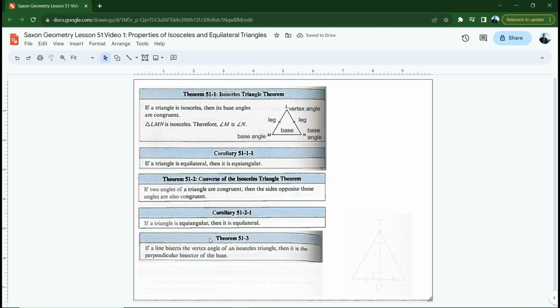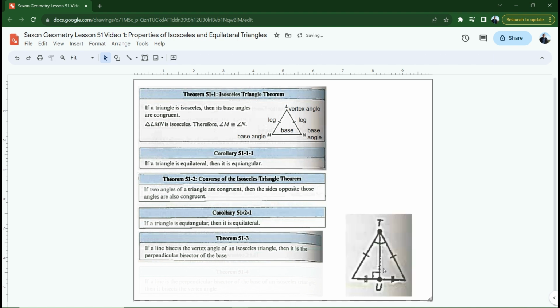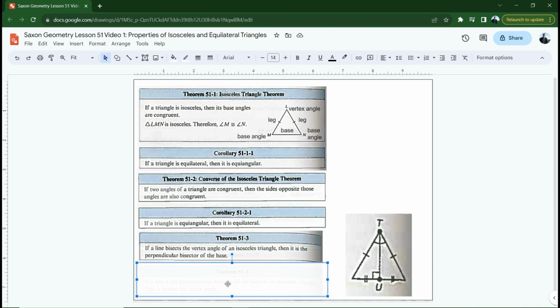And then to wrap things up here, we have two more theorems. If a line bisects the vertex angle of an isosceles triangle, then it is a perpendicular bisector of the base. Here's a picture of that. So we're going to draw a line that bisects this top angle, the vertex angle of our triangle. If we draw that line, it's going to not only intersect the base as a bisector, but it's going to be perpendicular. So that will be a perpendicular bisector.